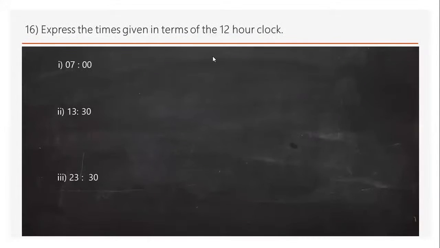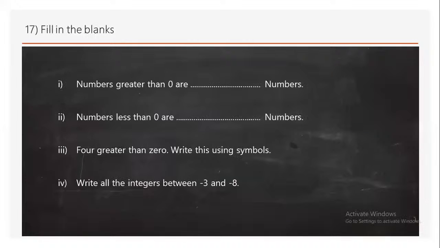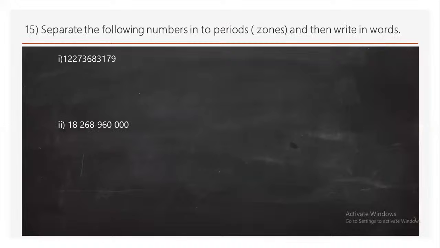We had a small power cut and it came back again. We were here, sorry. Again, I will repeat this. We had a short power cut. Separate the following numbers into periods. So start from here. Again, I will repeat it.